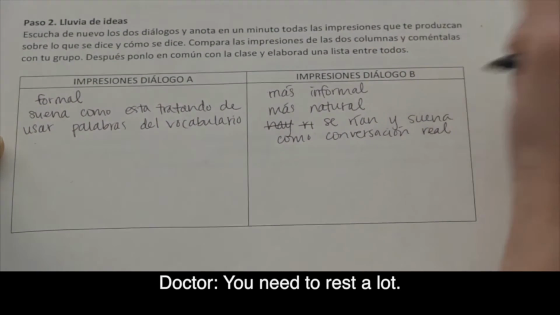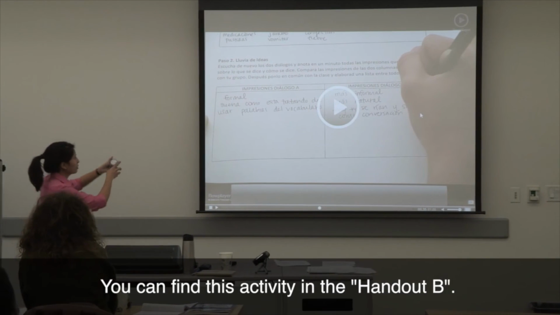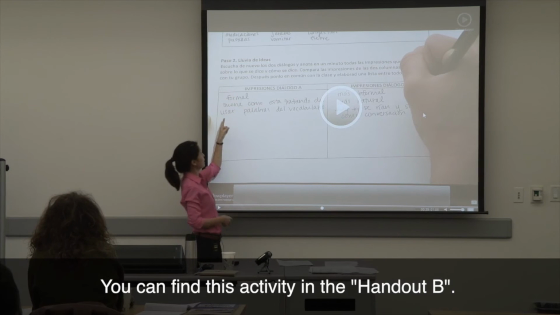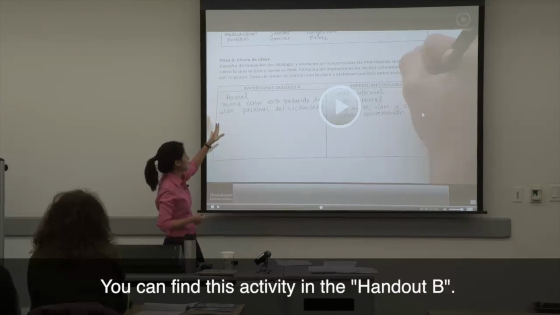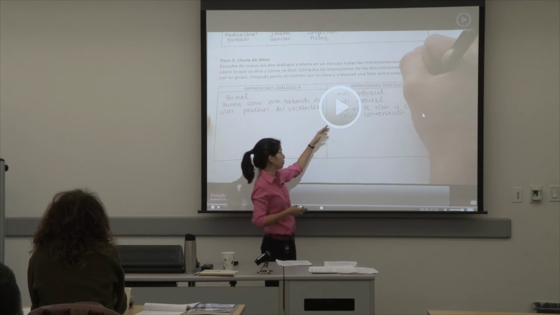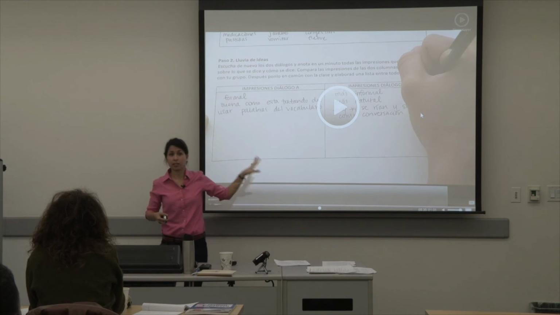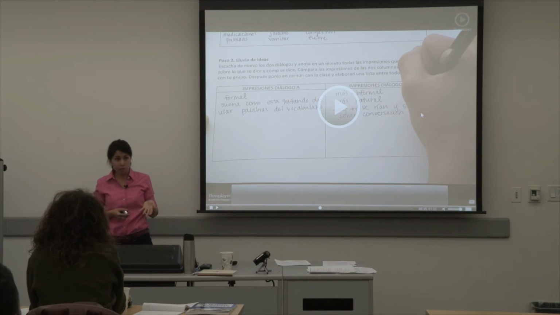So they are comparing this artificial dialogue and the natural. So they are noticing that the artificial is more formal, sounds like they are trying to use too much vocabulary, while the real one is more informal, more natural. I didn't tell them anything about that. Those were their perceptions when comparing both.